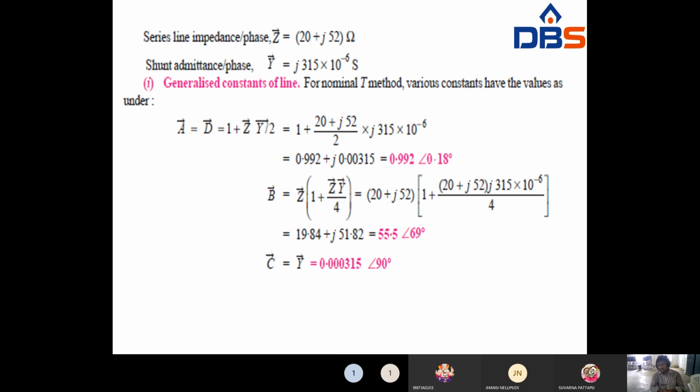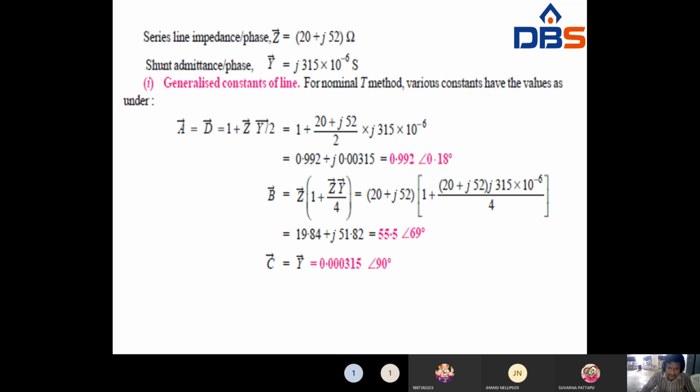What are the formulas for the nominal T method ABCD constants? A is equal to D is equal to 1 plus YZ/2, with the given Z and the given Y, right? B is equal to Z into 1 plus YZ/4. C is equal to Y, right? We have to write these formulas: A is equal to D is equal to 1 plus YZ/2, B is equal to Z into 1 plus YZ/4, C is equal to Y. We already derived them. Now substitute the values.